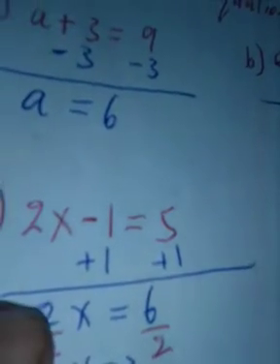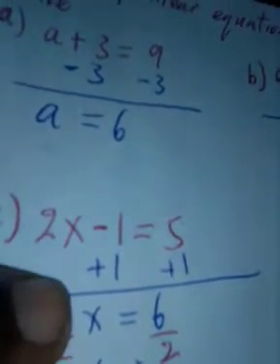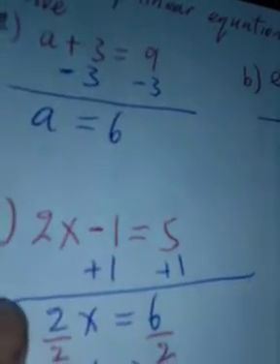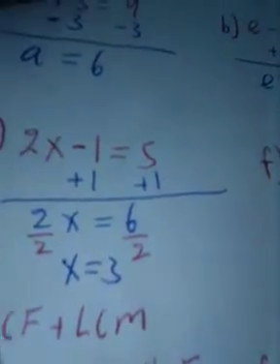Now I've got to move the 2, because I'm solving for that something. So how do I move the 2? I have to divide, because I am multiplying here, you see. Divide both sides by 2. And 6 divided by 2 is equal to 3.